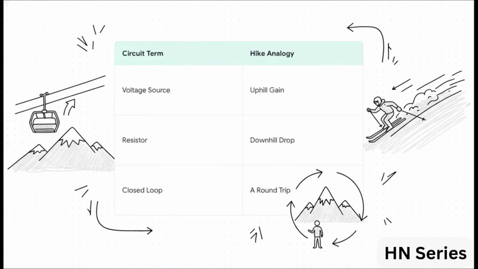So what's a closed loop in a circuit? Well, it's just a round trip. You start at the lodge, you take the lift up, you ski all the way down, and you end up right back at the lodge. So, what's your net change in elevation? 0. Exactly 0. You're right back where you started. That's it. That is all Kirchhoff's voltage law is saying.